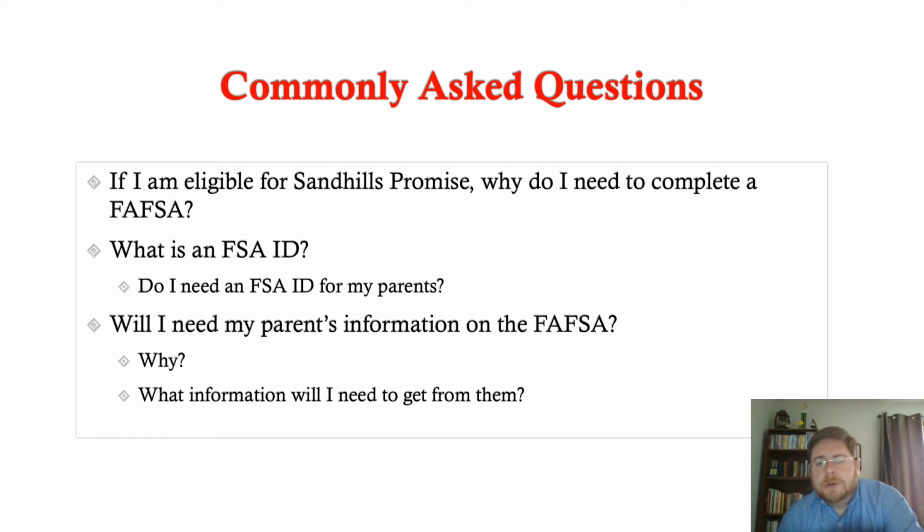What information will you need to get from them? Well, just like if you watched our RDS and admissions application videos, you will need their social security numbers, their dates of birth. If your parents are married, you'll need their anniversary, the month and year that they got married. You'll need their 2018 tax returns, and there are some more financial information that you'll need from them as well.